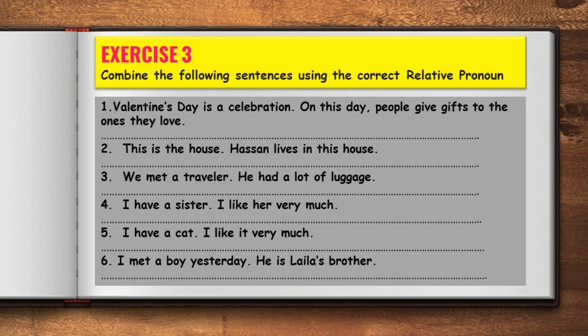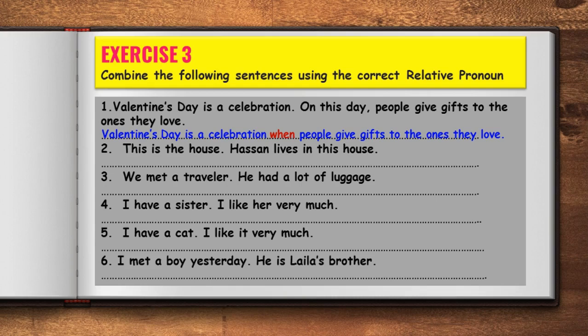Let's see number one as an example, and then stop the video and do the others, and then come back and watch the video and see the correction. So let's go. Valentine's Day is a celebration. On this day, people give gifts to the ones they love. So when we talk about Valentine's Day, we're talking about time. So the relative pronoun that we're going to use is when. So the sentence is like this: Valentine's Day is a celebration when people give gifts to the ones they love.